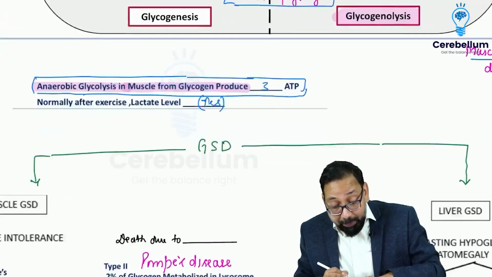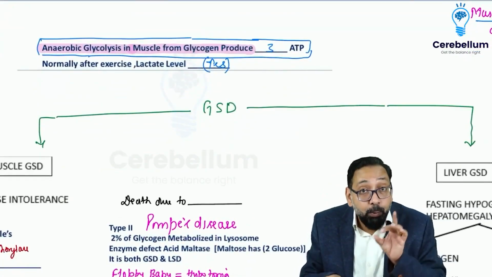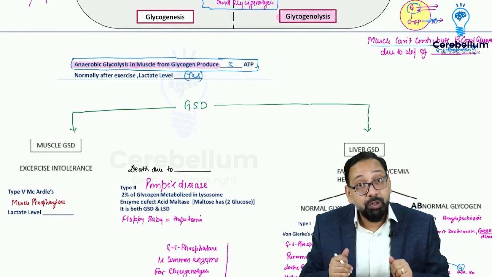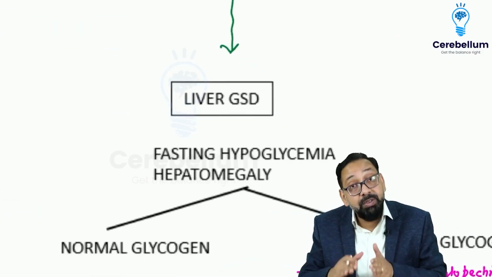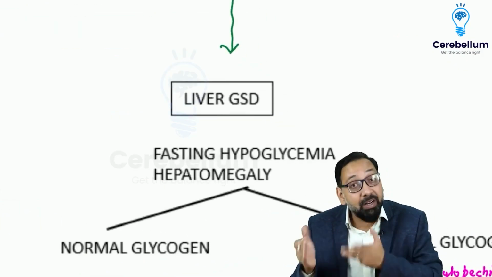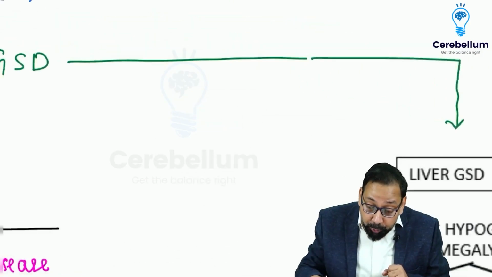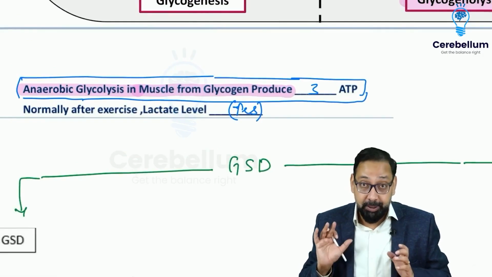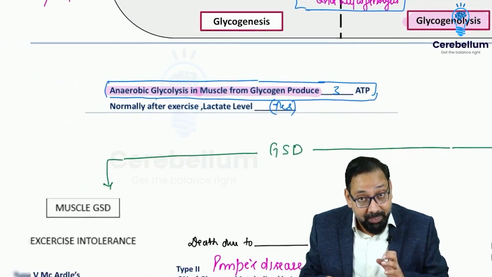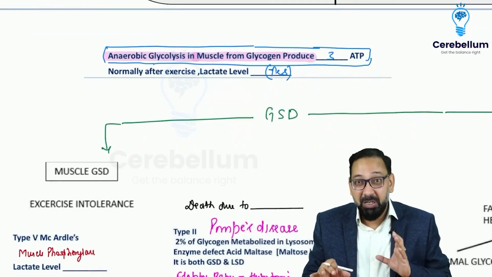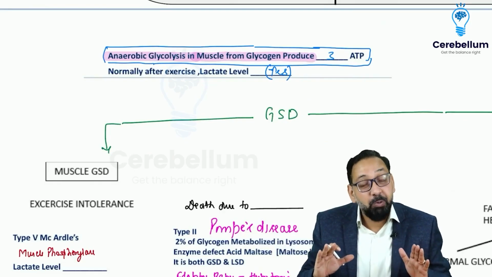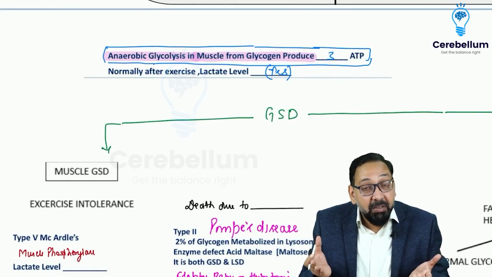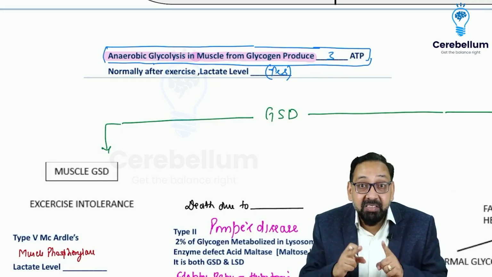Now we come to glycogen storage disease. If glycogen metabolism is defective in muscle, then it is muscle glycogen storage disease. If glycogen metabolism is defective in liver, then it is liver glycogen storage disease. I just told you that when we do exercise, muscle utilizes glycogen to produce energy. So if you are doing exercise and muscle glycogen metabolism is defective, you can't produce energy, and you will have exercise intolerance.